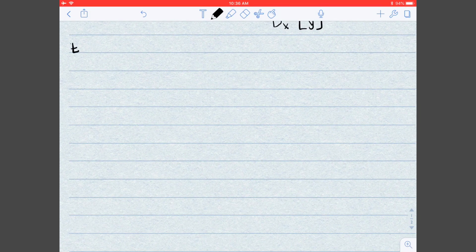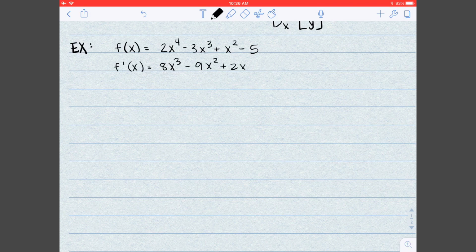So let's do an example just to make sure that this is clear. Let's say that we have a function and it is represented by 2x to the fourth power minus 3x to the third plus x squared minus 5. I can take its first derivative using the power rule. That gets me 8x cubed minus 9x squared plus 2x. I could take the second derivative, again using the power rule, would give me 24x squared minus 18x plus 2. And I could even take the third derivative, again using the power rule, would get me 48x minus 18.